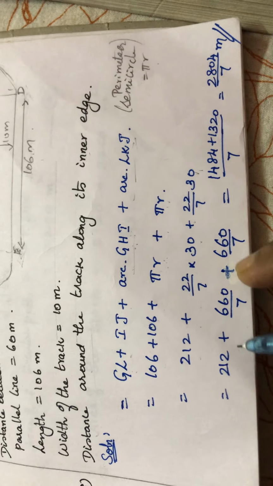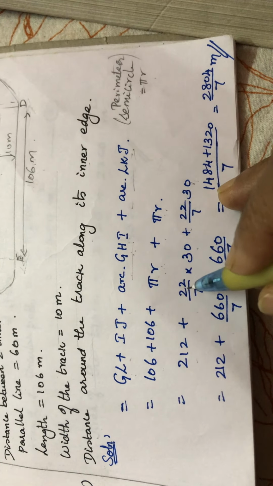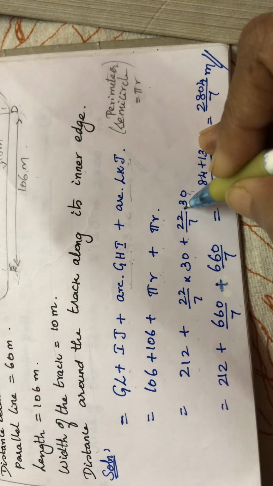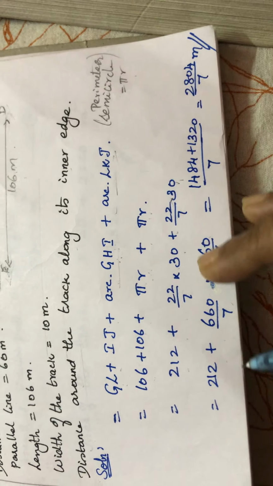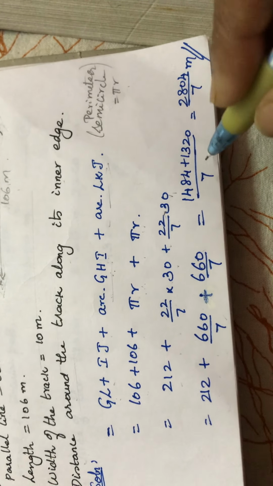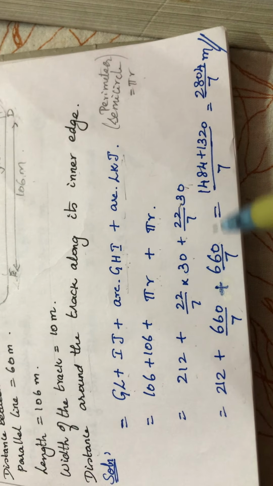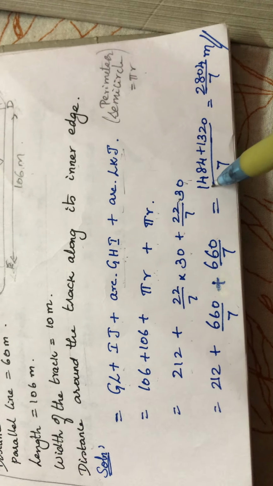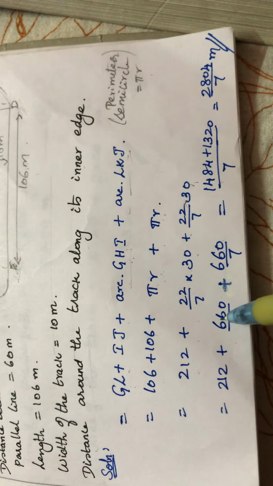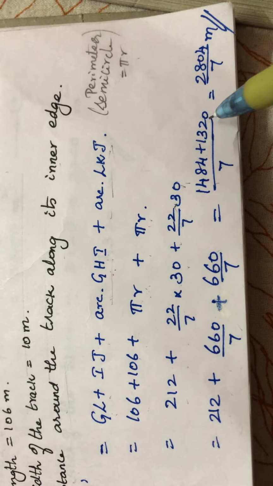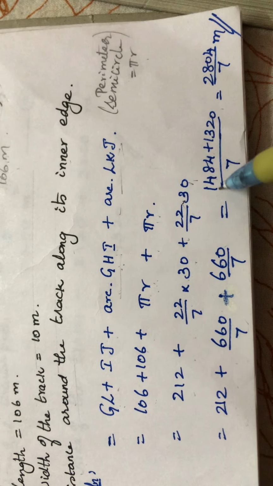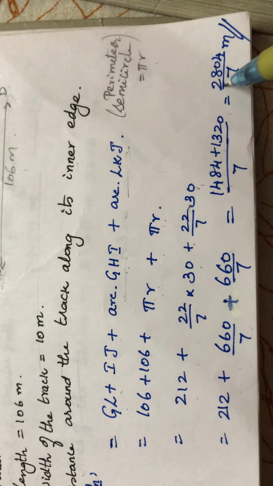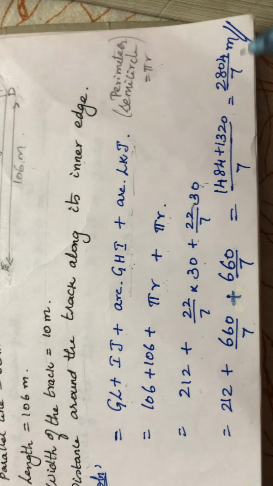So 212 plus, when I simplify this, I will get 660/7. Now I am just taking the LCM and adding. The LCM is 7. So when I add, 212 into 7 will give you 1484, plus 660 gives 1320 when added. Now add these two, that is 1484 plus 1320 will give you 2804/7.